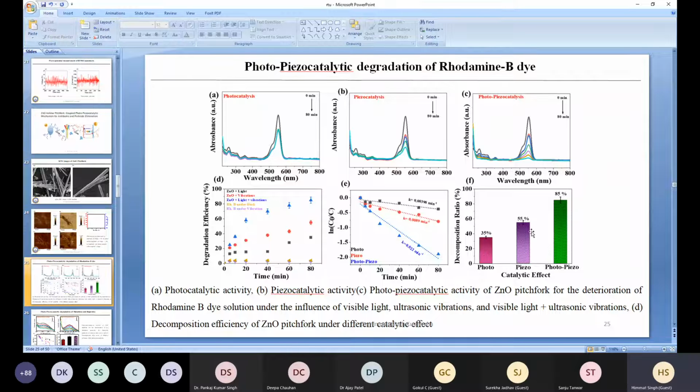And then in the case of the piezocatalytic process, significantly higher degradation is achieved with constant time. When we increase the reaction time, then we can achieve up to 80 or 90%. But these are the comparative study of the photocatalytic, piezocatalytic and photopiezo processes. So within a constant time range, these are the degradation percentages achieved by these three effects.